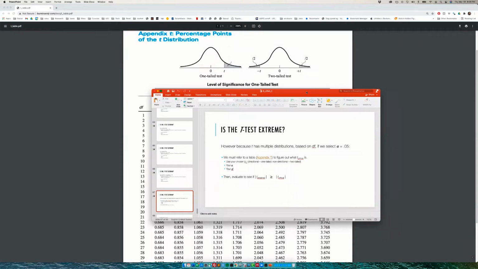In our example, we had 30 people who identified as liberal, 30 who identified as conservative. Knowing that we have 30 and 30, that's 60 people that we're looking at. So for us, our degrees of freedom would be 30 minus 1 plus 30 minus 1, or 60 minus 2, 58. So our degrees of freedom is going to be 58. So we have an alpha of 0.05, degrees of freedom of 58. And we can use that to figure out what our t critical value is.